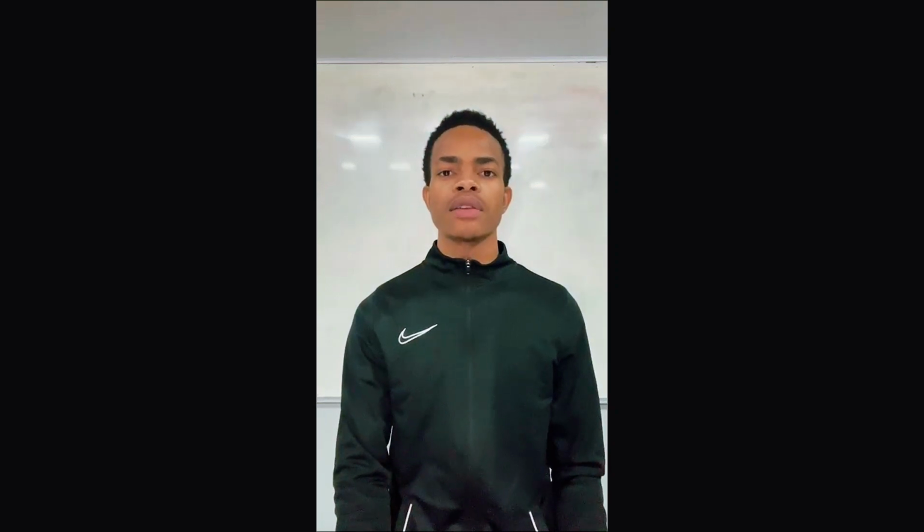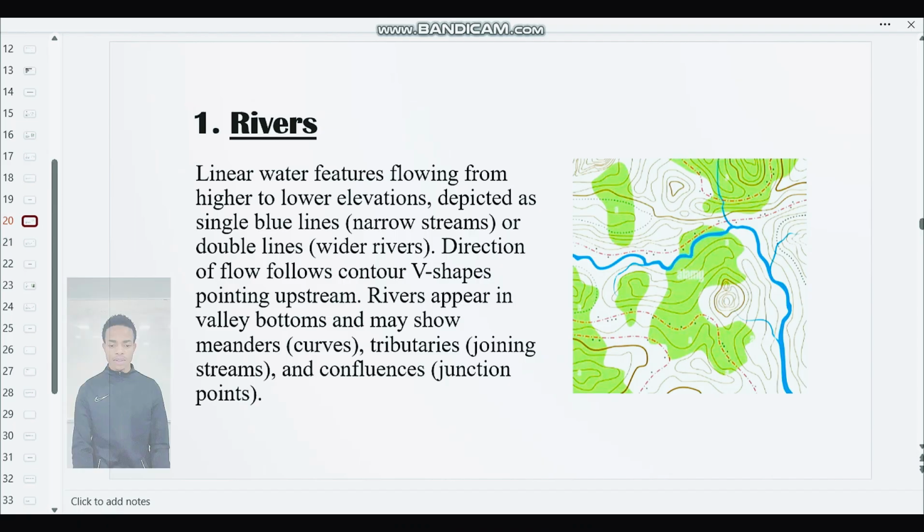So in today's lecture now we're going to look at the water bodies, and in the water bodies there are rivers, lakes, oceans and dams. But we are going to look only at two features, which are rivers and lakes. So now we're going to start on rivers. The rivers are linear water features flowing from high to low elevations, depicted as single blue lines, narrow streams or double lines. Wider rivers are shown by double lines, and the direction of flow follows the V-shapes pointing upstream. The rivers appear in valley bottoms and may show meanders, tributaries joining the streams and confluence points.